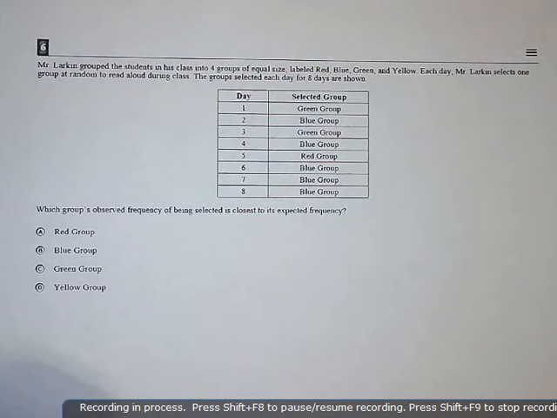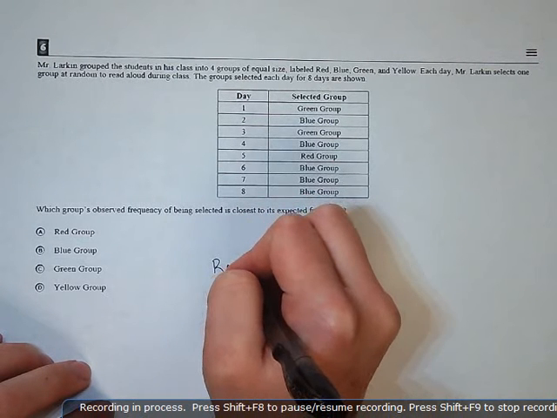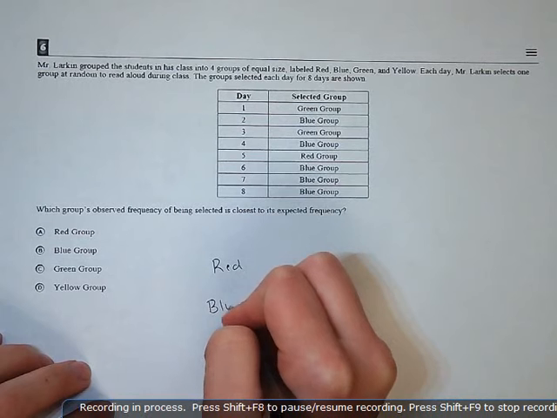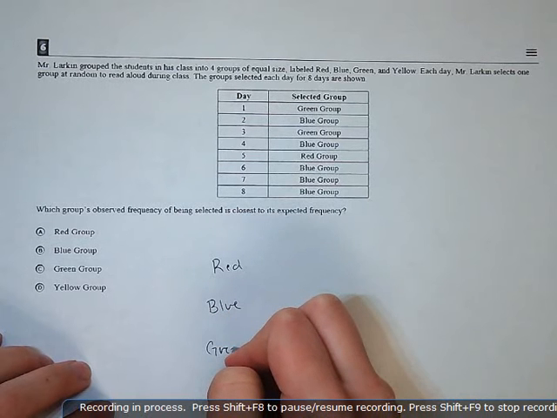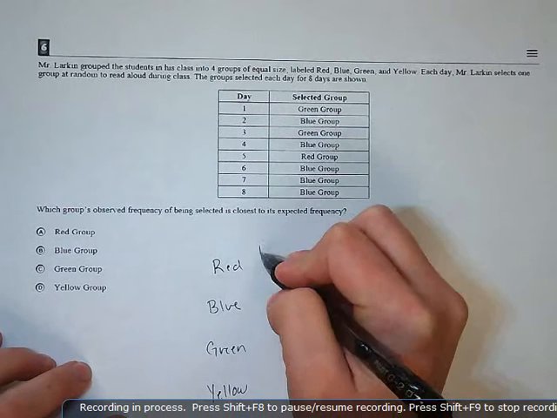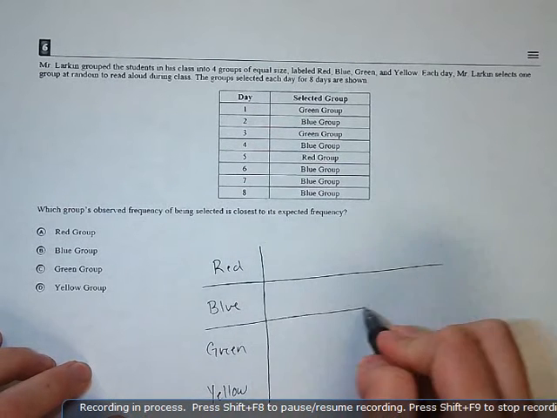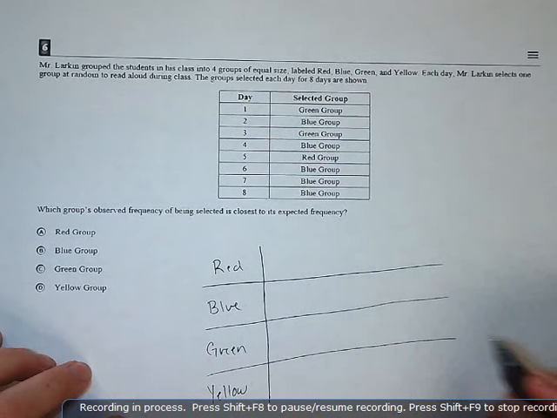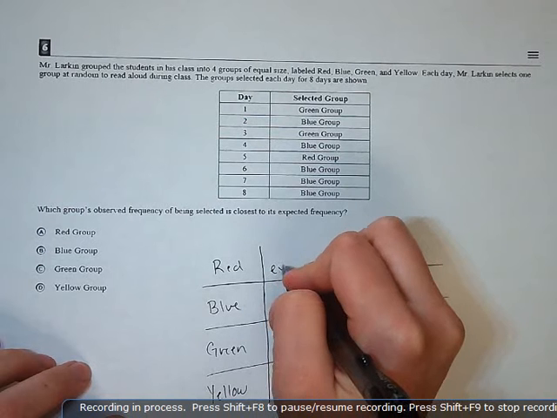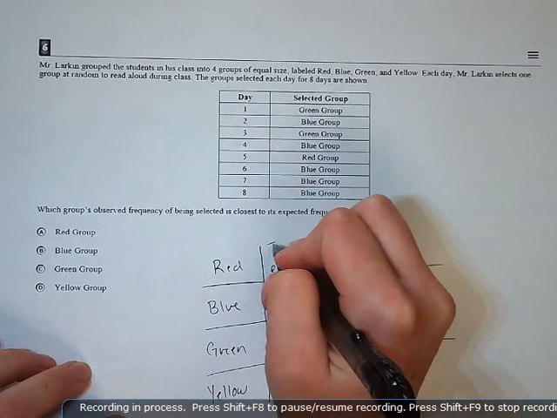And then we have our 4 colors. So in order to do this one, I would start with a chart where I would put my colors down. And then I would want to look at my 2 frequencies. So the first one that I would look at would be my expected. Sometimes you'll hear this referred to as your theoretical.